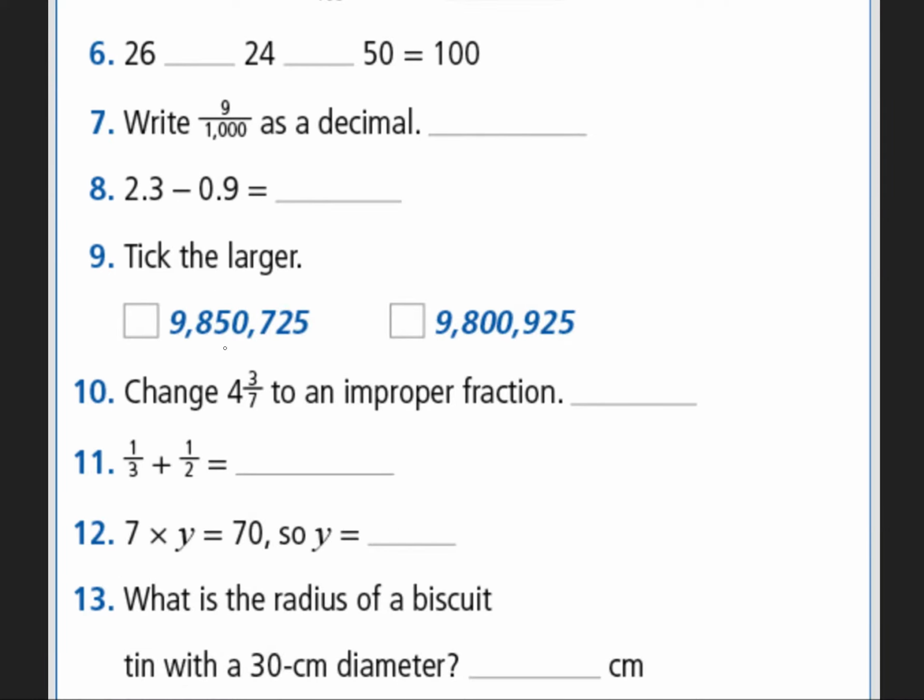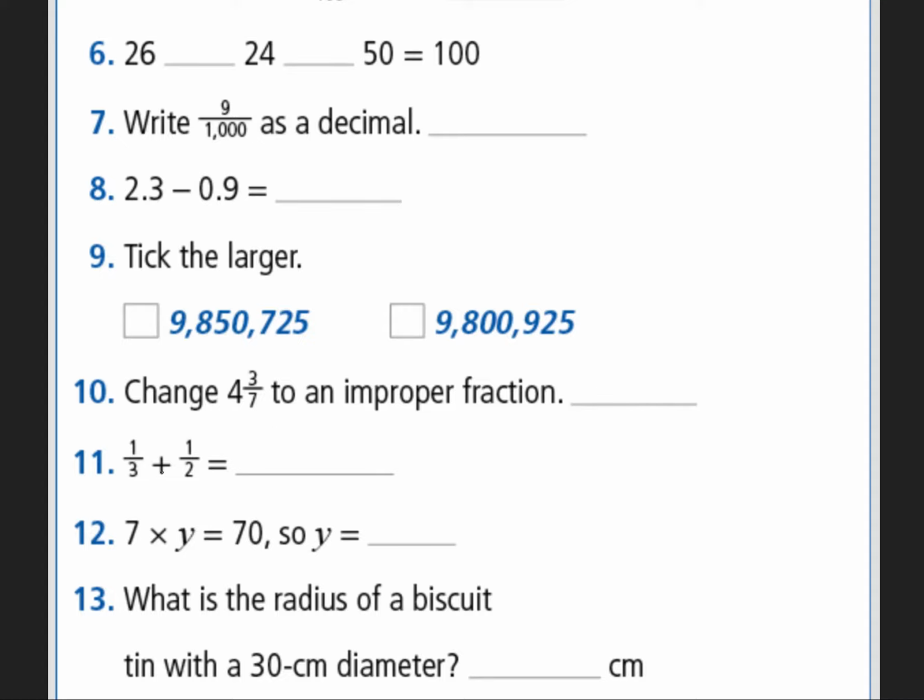Number 10, change 4 and 3 over 7 to an improper fraction. Now an improper fraction is where we have the number on top bigger than the number on the bottom. And the way we do that is we multiply 7 times 4 and we get 28, and we add on our 3 on top, so we get 31. So it's going to be 31 on the top, and that will all be over 7. 31 sevenths is what this looks like as an improper fraction.